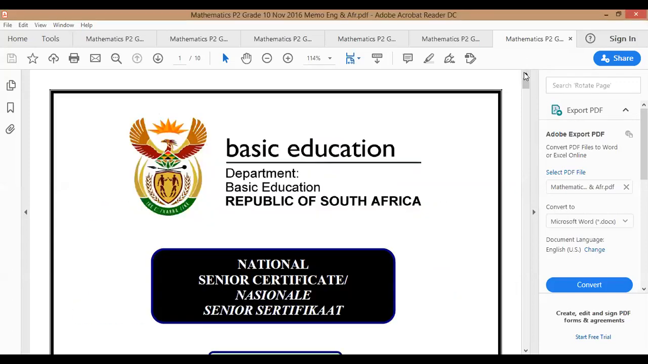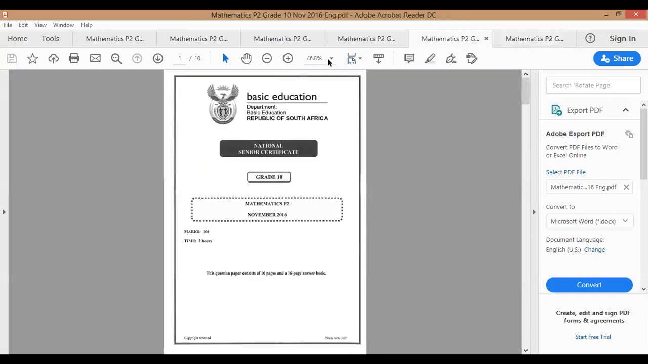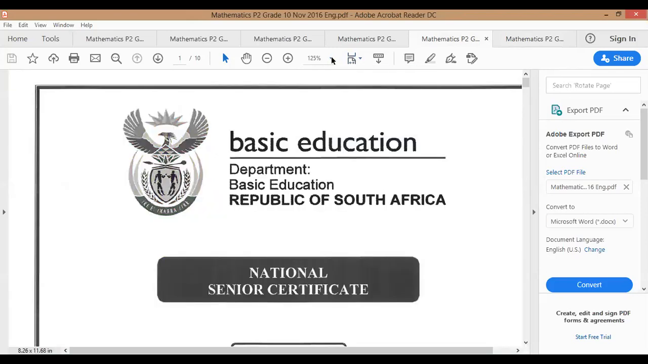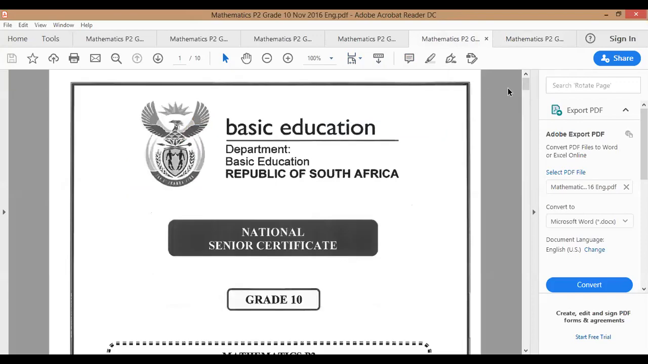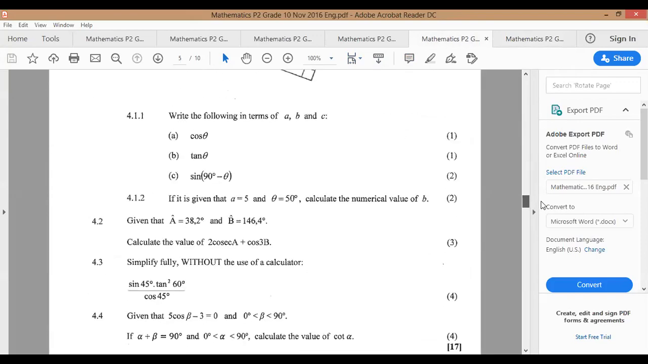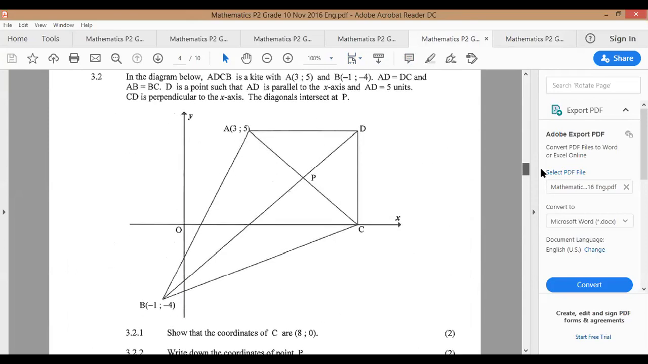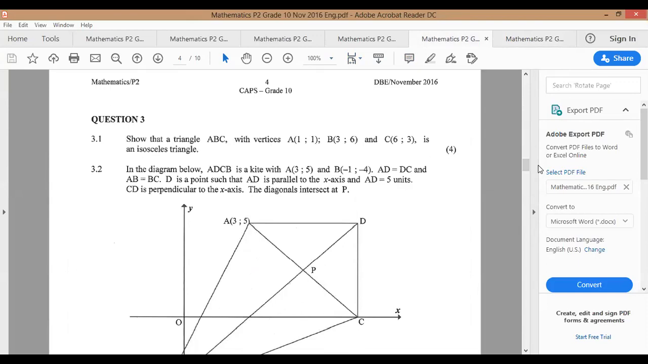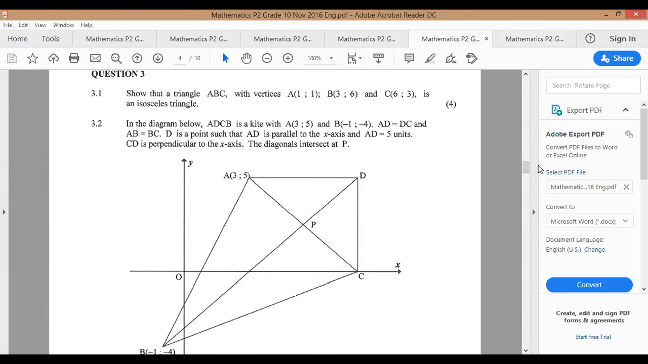This is the memo. I just want to take the question as it is, and let's make it bigger so that we can start with today's question and see how to interpret a kite. So we'll be looking at question three of November 2016.